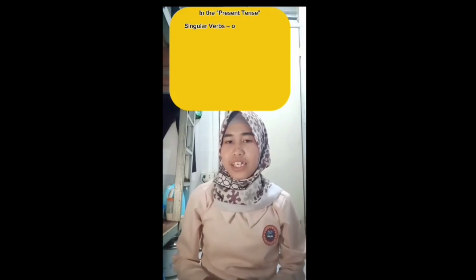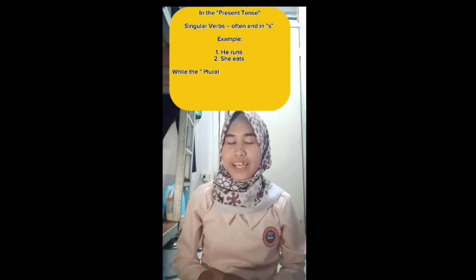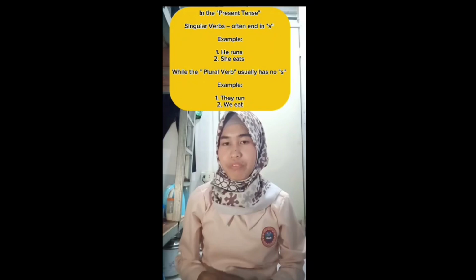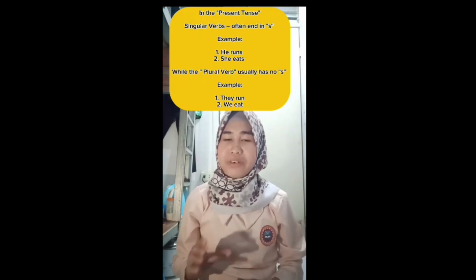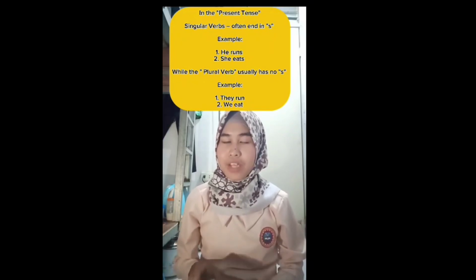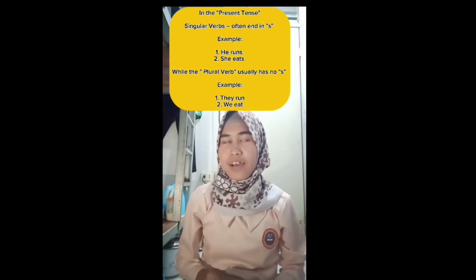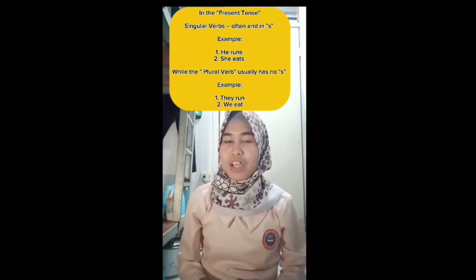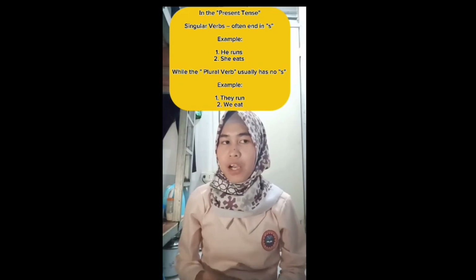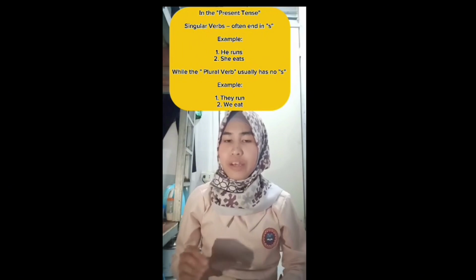Another thing, in the present tense, singular verbs often end in s. Like for example, he runs, she eats. While the plural verbs usually have no s. For example, they run, we eat. But remember that there are tricky cases that we should consider.